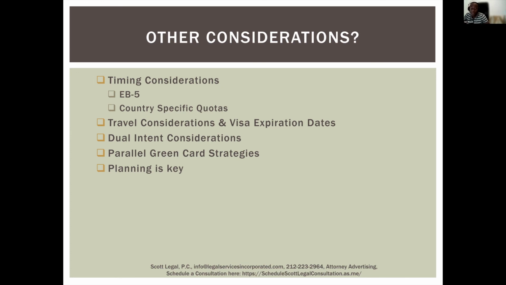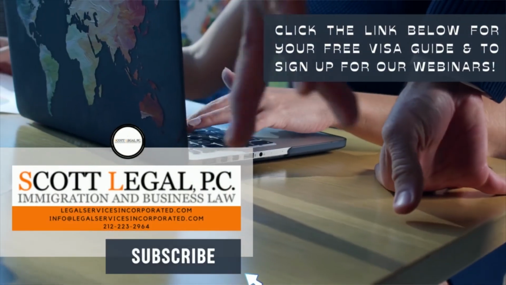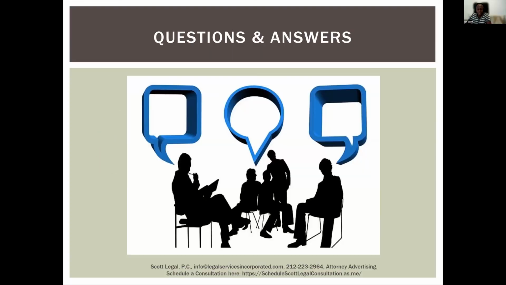Definitely a great advantage having the I-485 being filed concurrently, because that gives people many, many more options. Some visas are what are called dual intent. So those ones are kind of better in the sense of when you do start a green card process. A lot of our clients do what we call parallel green card strategies. So they might do EB-5, but then also do NIW. It's completely fine. Or have a family-based petition that's pending. Completely fine. And I think the key here is that planning is really key.